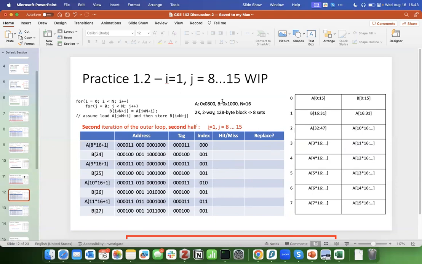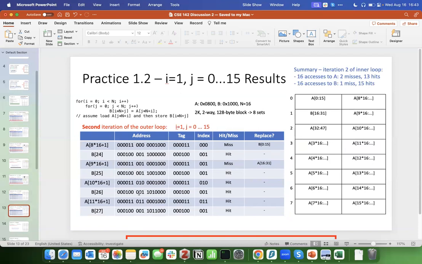But I'm going to skip this slide. You can review it afterwards. I already have the result on the next slide, hopefully. Very nice, right? So what I get in the second iteration of the outer loop is 16 reads of A and 16 writes to B, right? And among them, oh, this number is incorrect, actually. Forget about this.